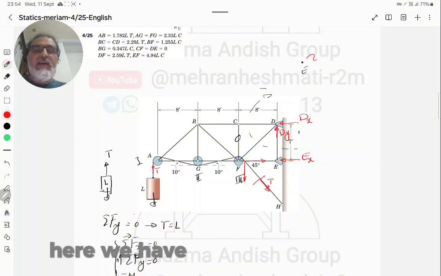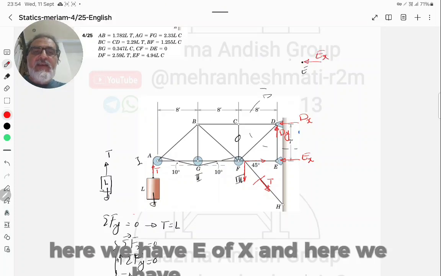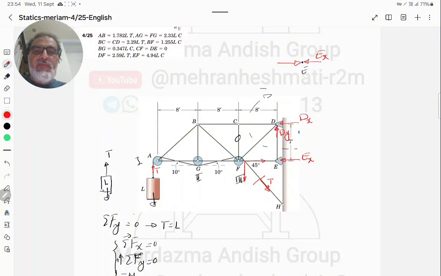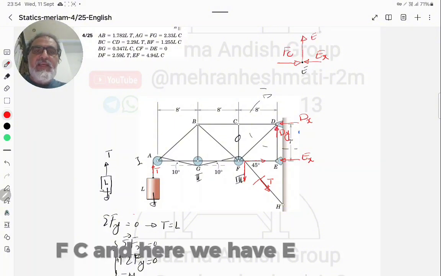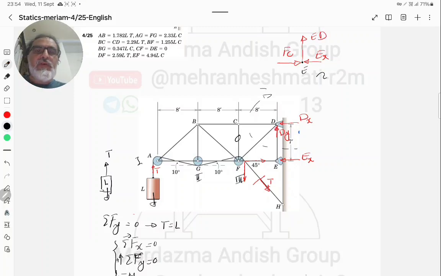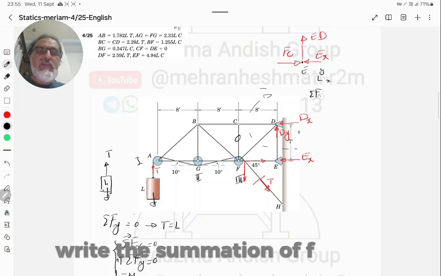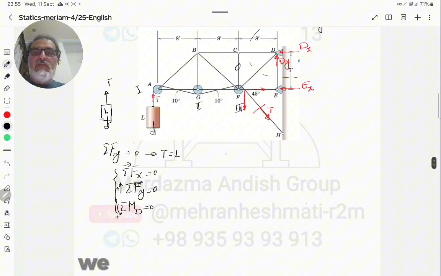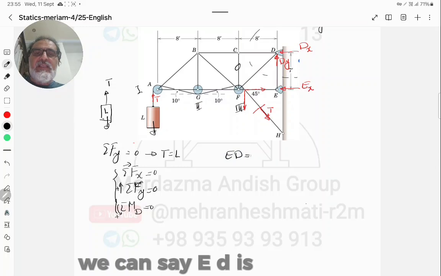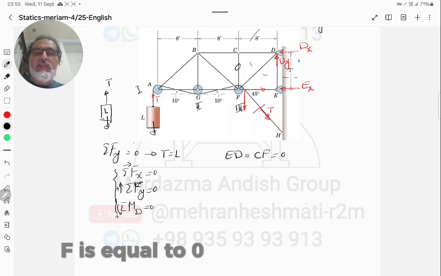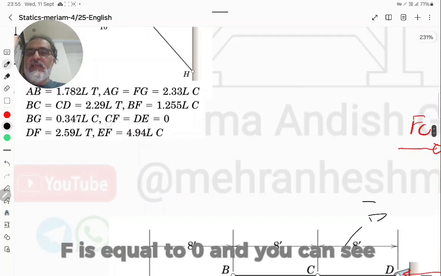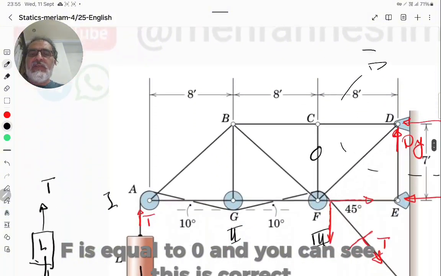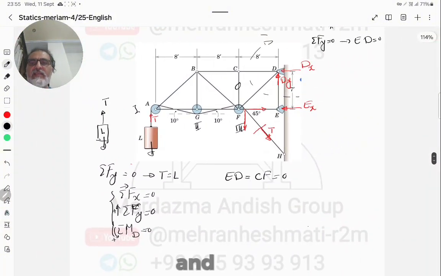here we have E of x, and here we have, for example, FC, and here we have ED. And if you write the summation of f of y is equal to 0, you can find ED is equal to 0. So we can say ED is equal to CF is equal to 0. And you can see this is correct.